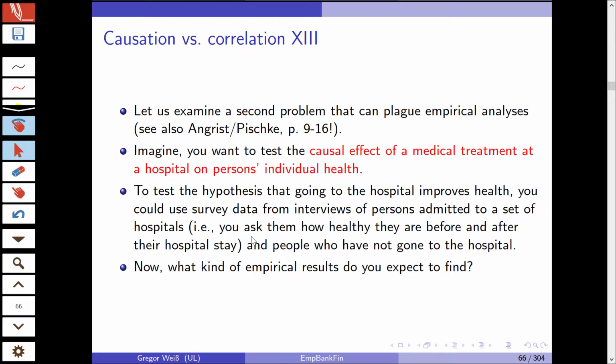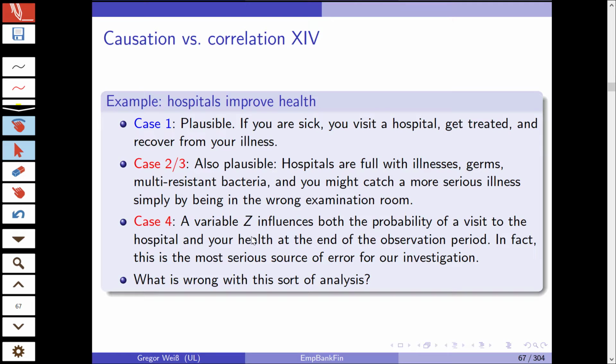So to test this hypothesis that going to the hospital improves health, you could use survey data from interviews of persons admitted to a set of hospitals. That is, you ask them how healthy they are before and after their hospital stay, and people who have not gone to the hospital. Now, what kind of empirical results do you expect to find? Case 1, hospitals improve health, plausible. If you're sick, you go to a hospital, you get treated, and you recover. So yes, X causes Y.